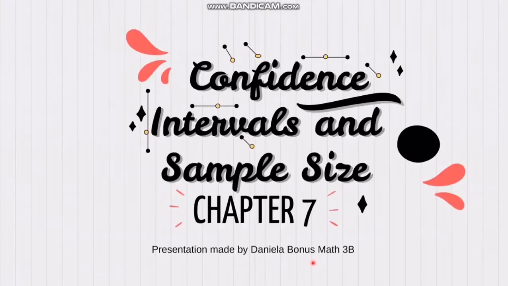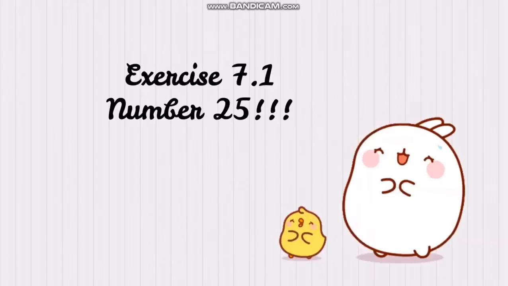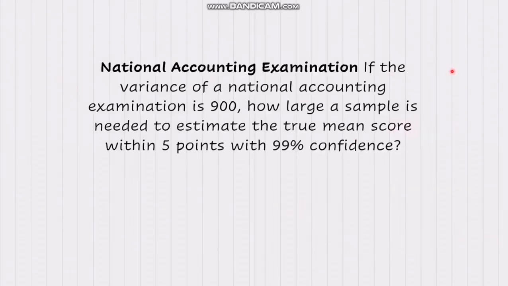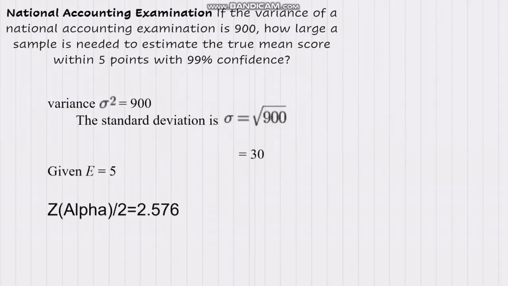In this video we'll tackle exercise 7.1, number 25. If the variance of a national accounting examination is 900, how large a sample is needed to estimate the true mean score within 5 points with 99% confidence?